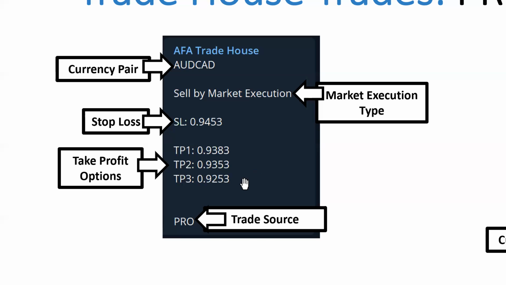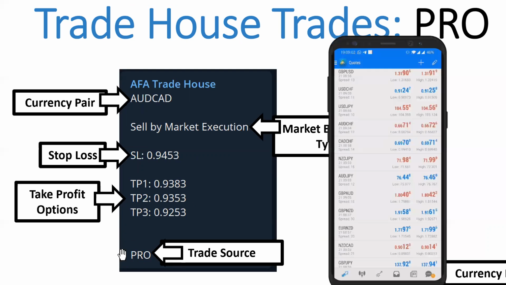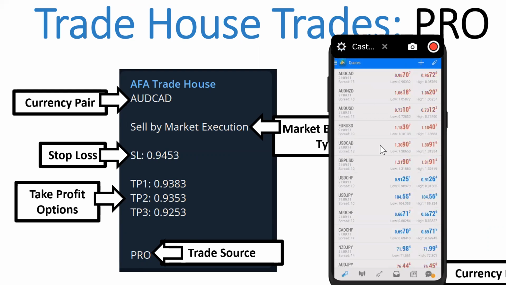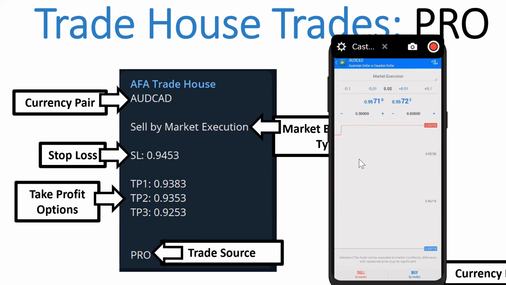Great. So you can see this one here. It says AUD CAD, so it's a market execution trade. What do I mean by market execution? If I bring my phone back, you'll see it's a pro trade. It says pro. That's another source. So I say AUD CAD. I find that currency pair on my list. There it is at the top. So I select it. It will say new order or trade on the iPhone. And then from there, you'll see it says market execution. So I leave this as market execution.